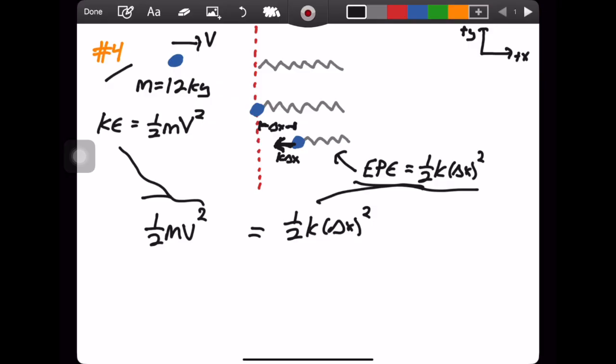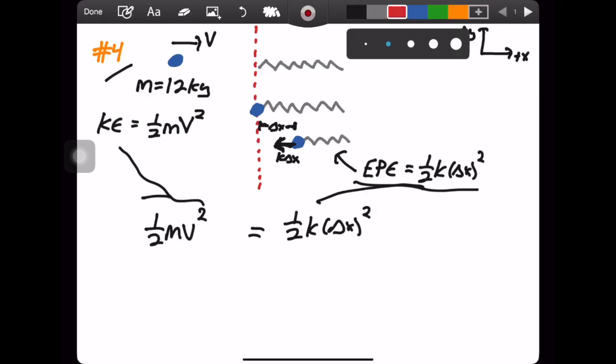And so, by energy conservation, if there are no other net forces acting in this problem, we can say that the original kinetic energy, 1/2 mv squared, of the cart is going to be equal to the elastic potential energy stored in the spring at the moment the cart comes to a stop after it's squished the spring by a displacement delta x.